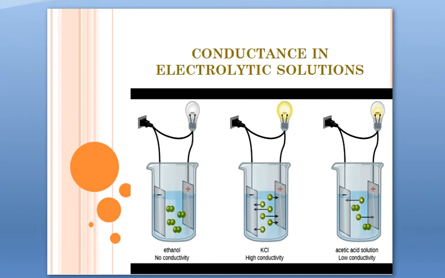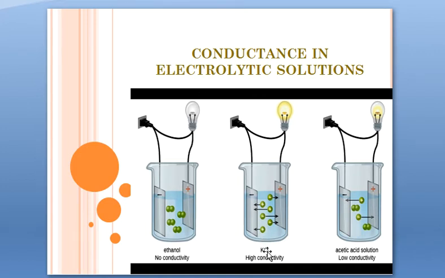Today's topic is conductance in electrolytic solutions. Now in this first slide I've taken a very simple diagram, very simple to understand. In fact, we have three electrolytic cells in front of us. In the first cell the substance taken is ethanol, thus no conductivity. Ethanol is a non-electrolyte. As you can see, the bulb here is not lit.